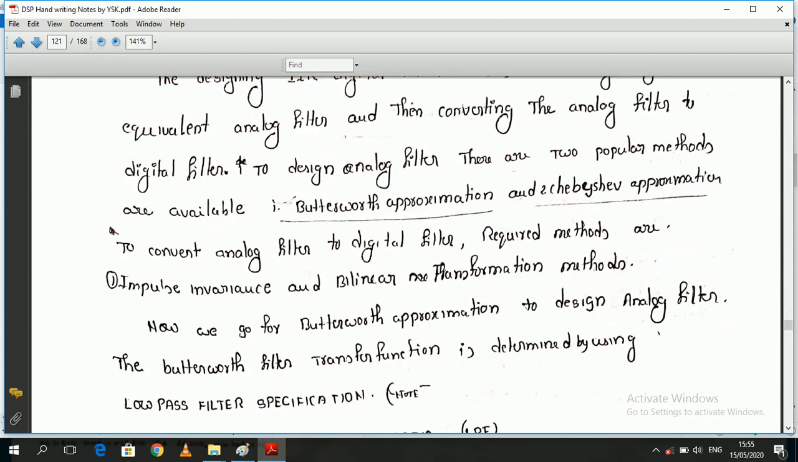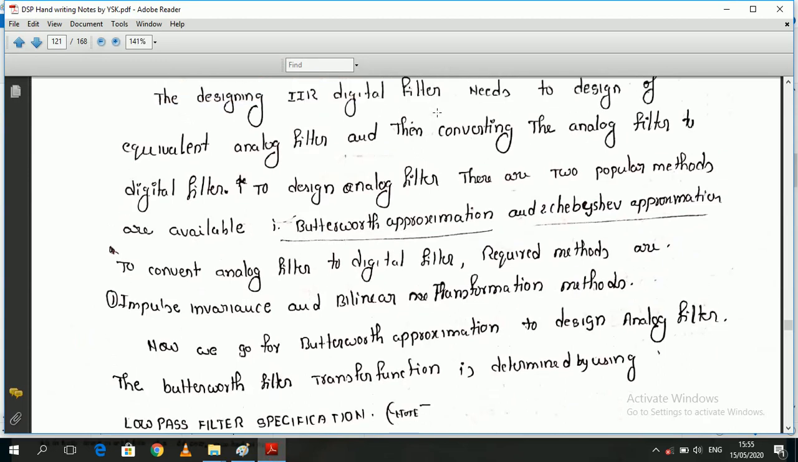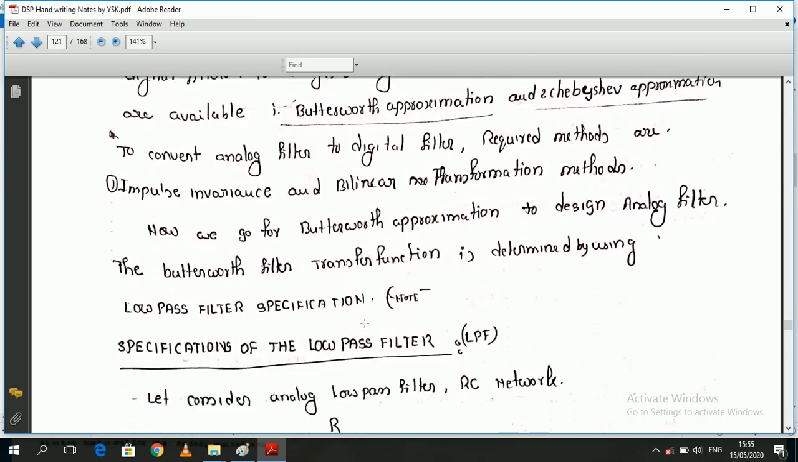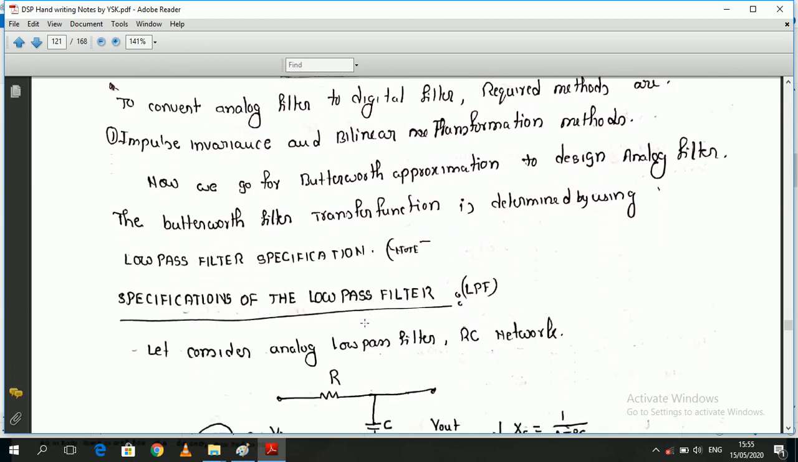As you know very well, IIR filter designing needs to design an equivalent analog filter and then convert the analog filter into a digital filter. To design an analog filter, there are two popular methods called the Butterworth approximation and Chebyshev approximation method. To convert analog filter to digital filter, the required methods are impulse invariant method and bilinear transform. Now we go for Butterworth approximation to design an analog filter. The Butterworth filter transformation is determined by using low pass filter specification.